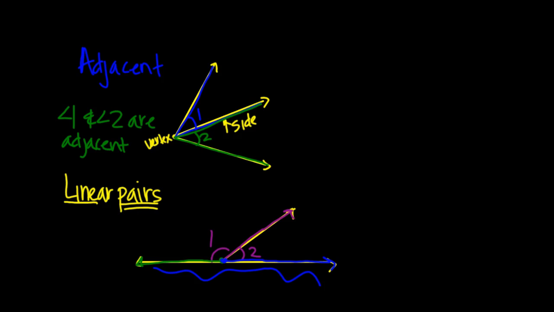Linear pairs measure how much together? What do you want to guess on that? How much would that be? Yeah, exactly. 180 degrees. It's a semicircle, right? I could complete it all the way around, but you can see that I have a semicircle. Okay, so linear pairs, be able to answer that one when you come back. So linear pairs add to be 180 degrees.